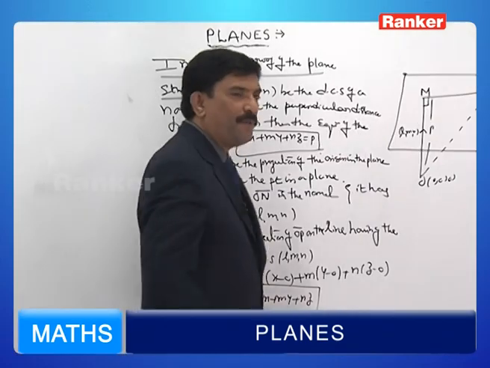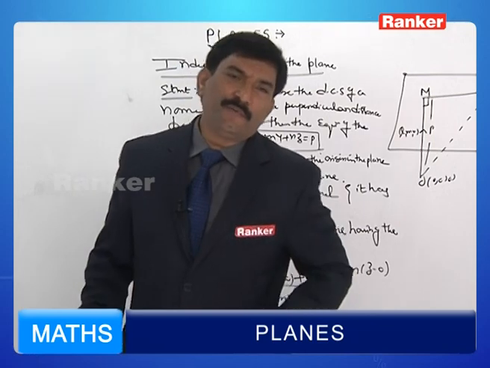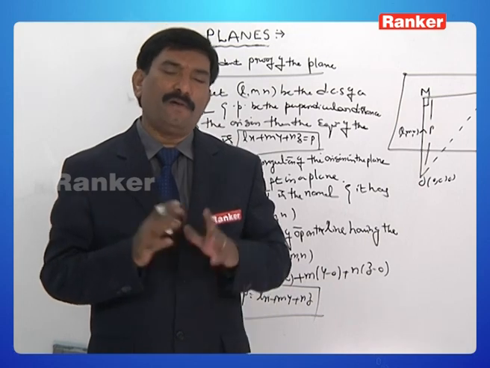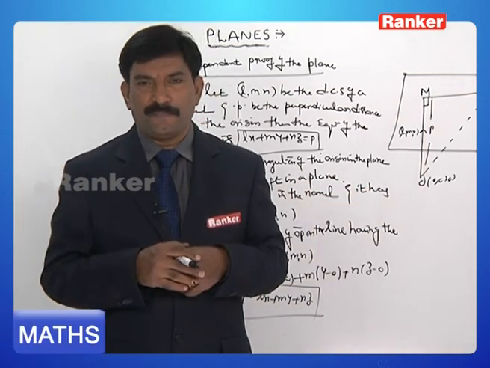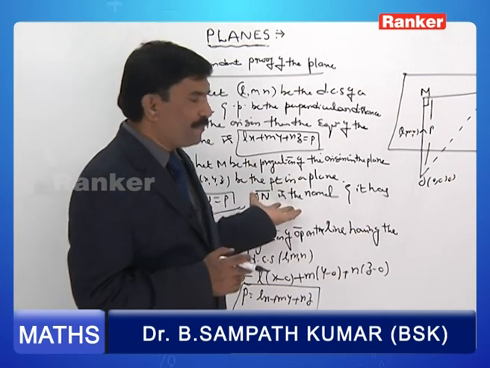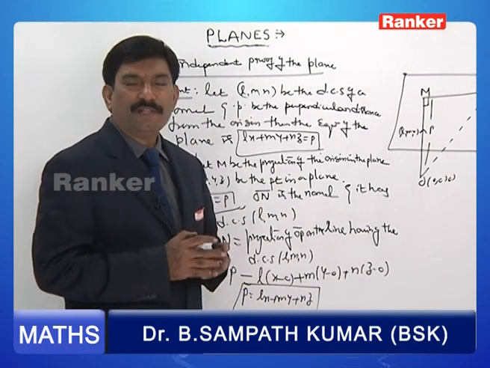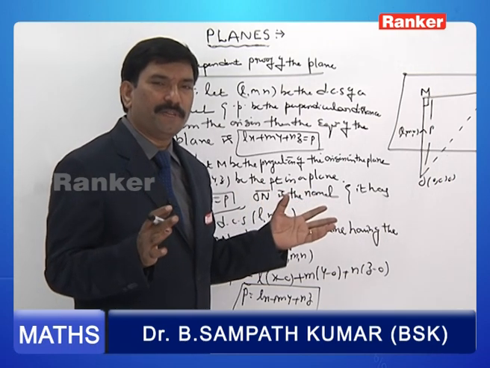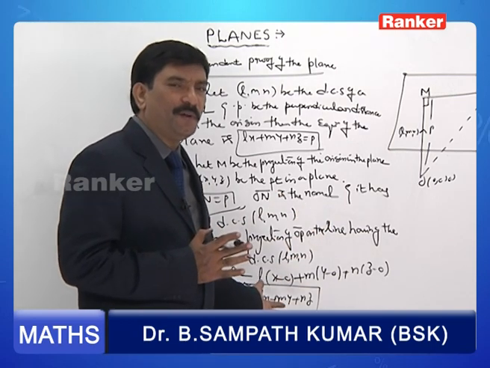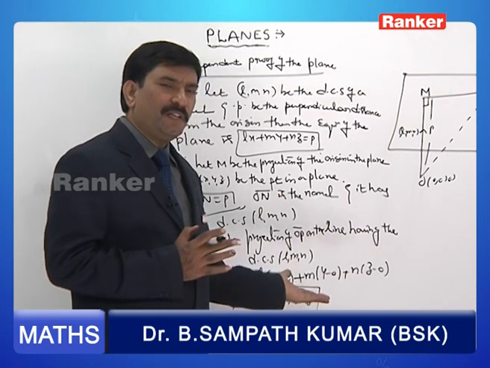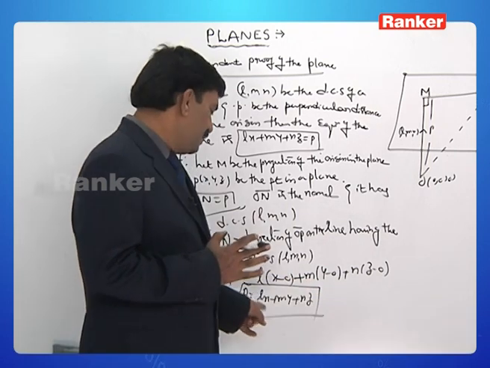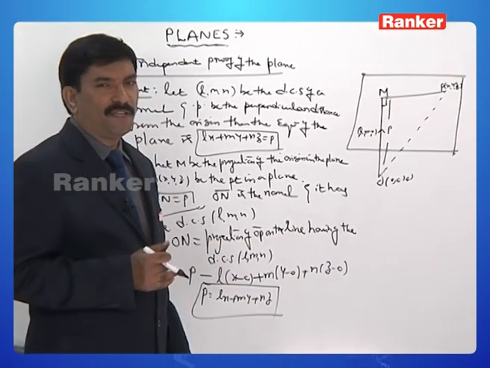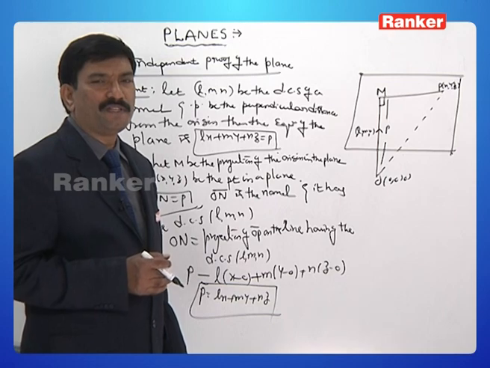This is how you can find out the equation of a plane in normal form, independent of all those vectors. So therefore, by using the concept of projection, we could establish the equation of a plane in normal form as lx plus my plus nz is equal to p. If this passes through the origin, put x, y, z is equal to 0, 0, 0, p is equal to 0. Therefore, the equation of a plane is given by what? lx plus my plus nz is equal to 0.